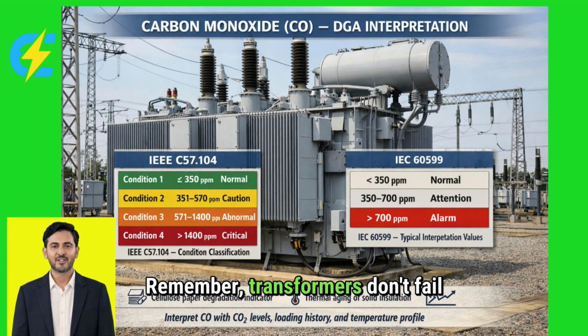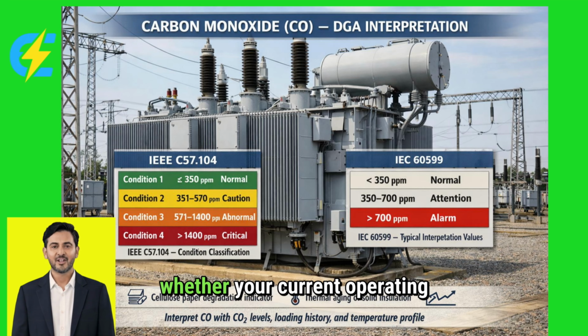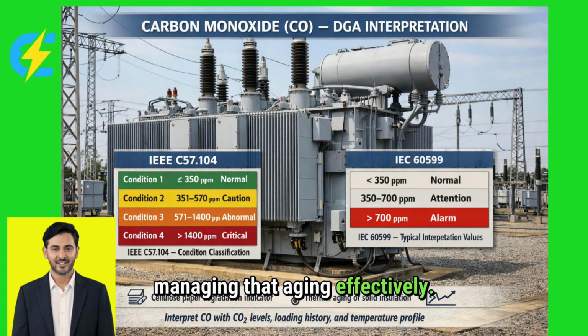Remember, transformers don't fail suddenly. They age silently. Carbon monoxide is your window into this silent aging process. It tells you not just that aging is happening, but how fast it is happening and whether your current operating practices are accelerating or managing that aging effectively.